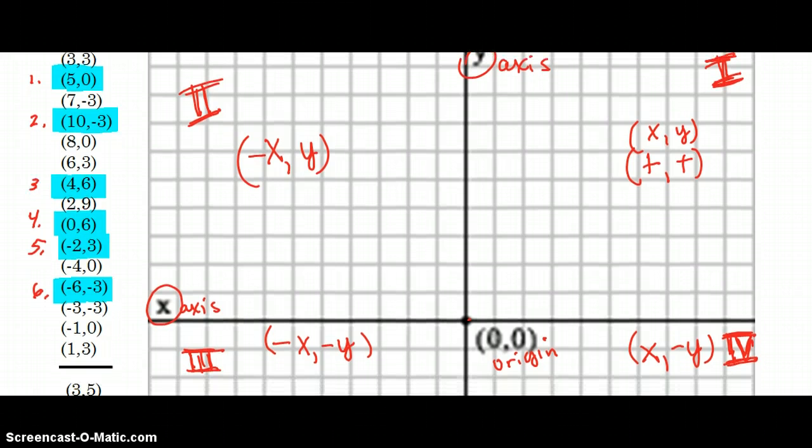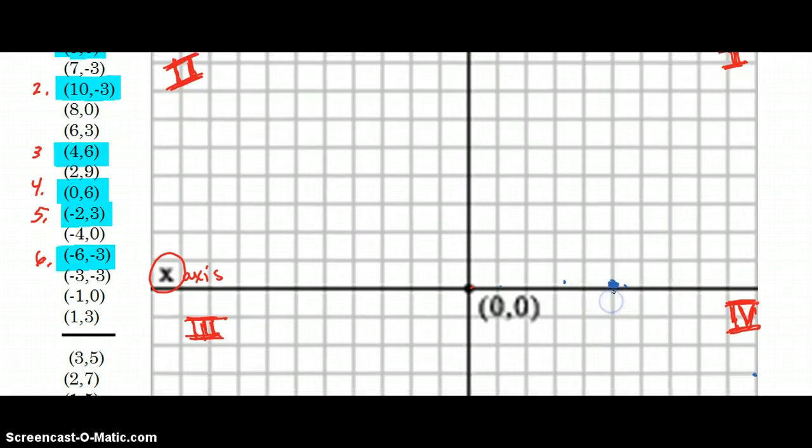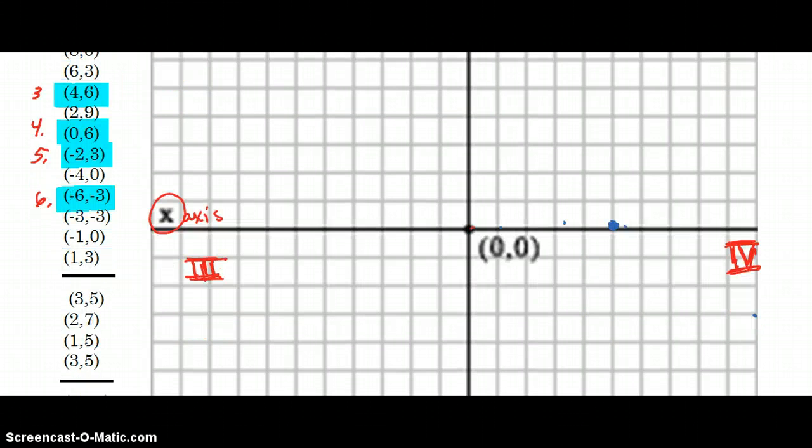I've invited a guest here today to help me teach you all how to plot. And he's going to be plotting these 6 points that I have highlighted here. So I'm going to start at the origin, and I'm going to go 5 over. So it would be 1, 2, 3, 4, 5. And then it's going to be 0, so you're not going to move anywhere. And there's 5, 0.